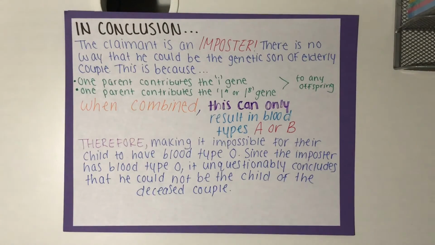This is because one parent contributes the i gene and the other contributes the I^A or I^B to any offspring. When combined, this can only result in blood types A and B, therefore making it impossible for their child to have blood type O. Since the imposter has blood type O, it unquestionably concludes that he could not be the child of the deceased couple.